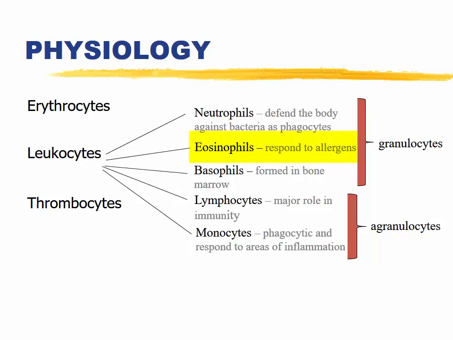Eosinophils only comprise 1 to 4% of white blood cells, and they are red-stained cells that respond to allergens. The third type or group are basophils, and they only comprise 0 to 1% of white blood cells, and they contain granules that stain blue.